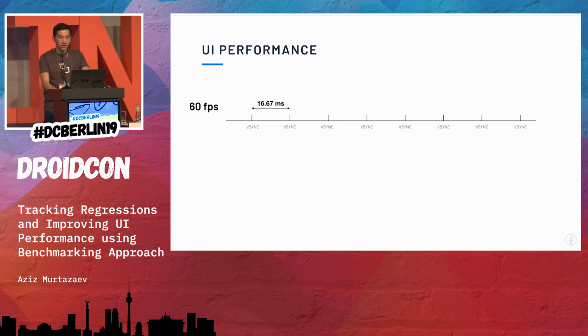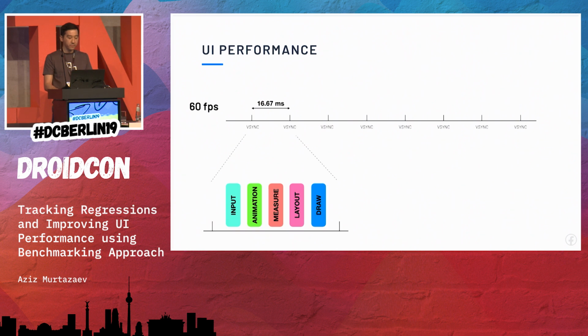60 frames per second means that in each frame you have around 17 milliseconds to render a single frame. A single frame consists of operations like processing input, processing animation, doing measure and layout, and then finally drawing it. All of this needs to happen within 16 milliseconds.